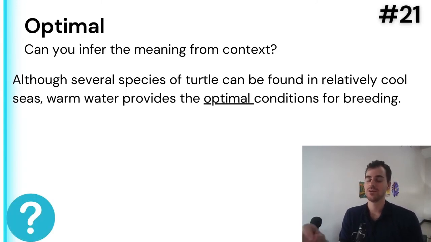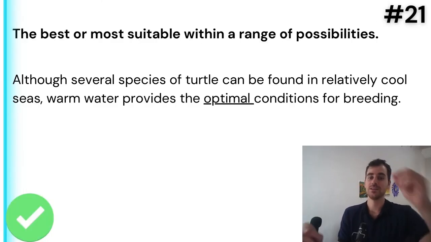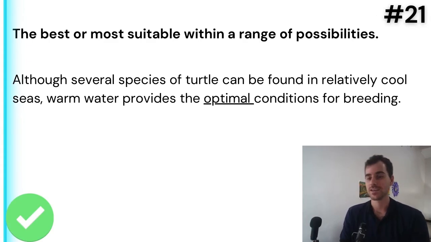Optimal. Although several species of turtle can be found in relatively cool seas, warm water provides the optimal conditions for breeding. Okay, so is warm water better for turtles or worse for turtles? Well, it's better. So the optimal conditions mean the best conditions. The best or most suitable within a range of possibilities. Yeah, they can live in cold water, but warm water is optimal.